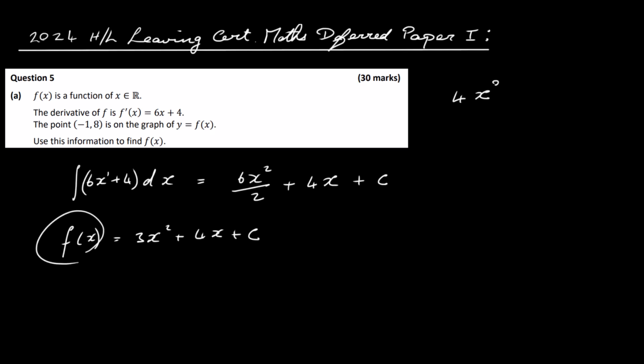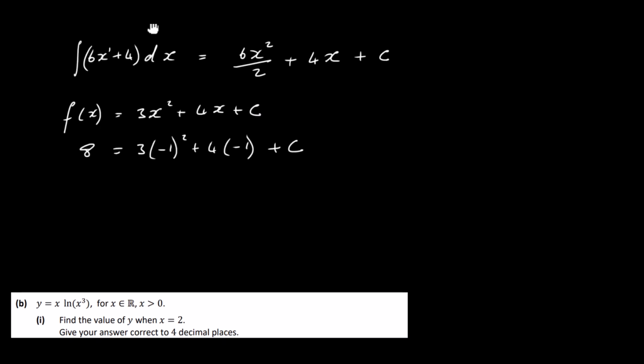So f of x is y, our y is 8, and we can stick in the x value, which is minus 1, square that, so it's 3 times minus 1 squared plus 4 times minus 1 plus c. Okay, so let's just finish that off then. 8 is equal to, well, minus 1 squared is 1, so that's 3. We've got minus 1 times plus 4, that's minus 4, plus c. So let's bring the 3 and the minus 4 over to the other side. That'll finally give us a c of 9.